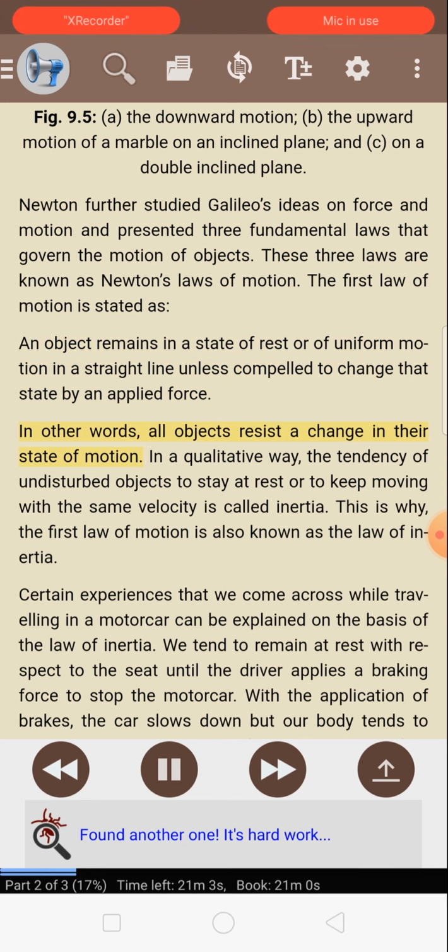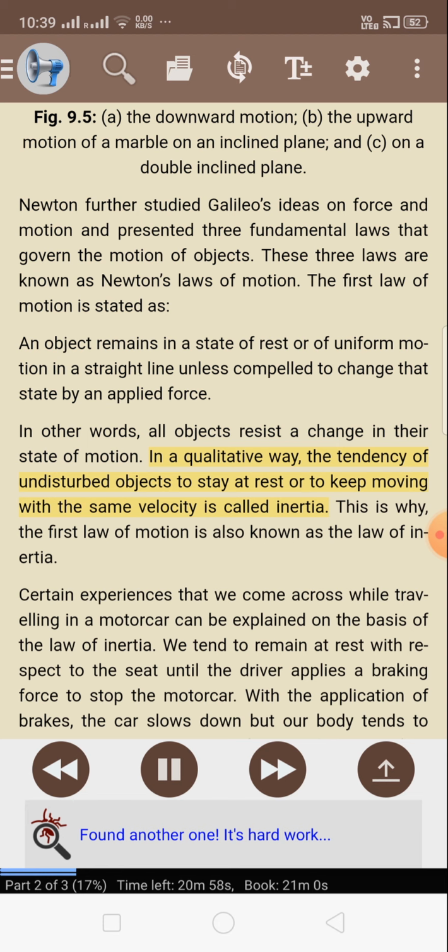In other words, all objects resist a change in their state of motion. In a qualitative way, the tendency of undisturbed objects to stay at rest or to keep moving with the same velocity is called inertia. This is why the first law of motion is also known as the law of inertia.